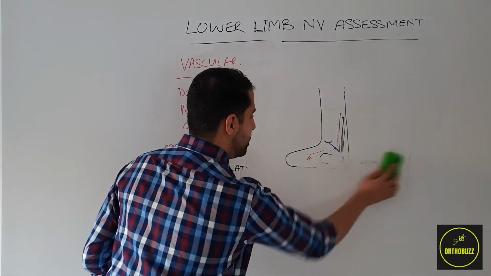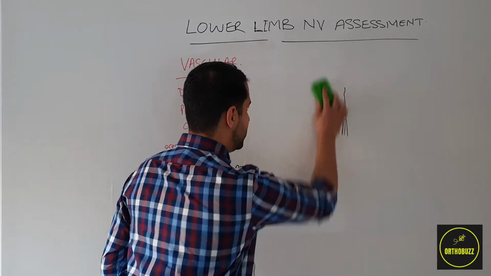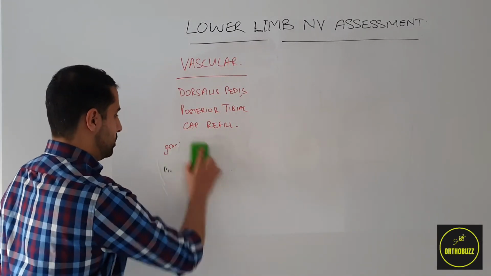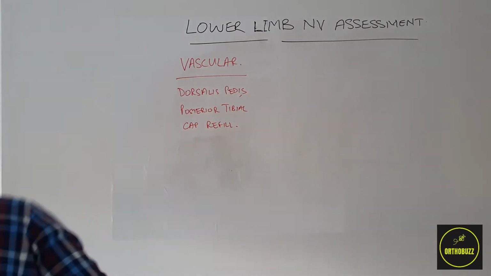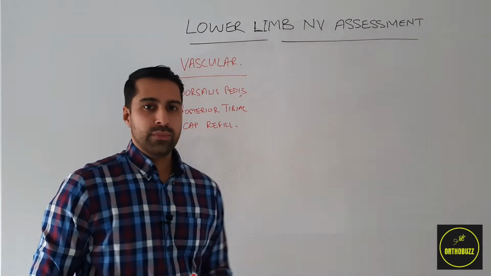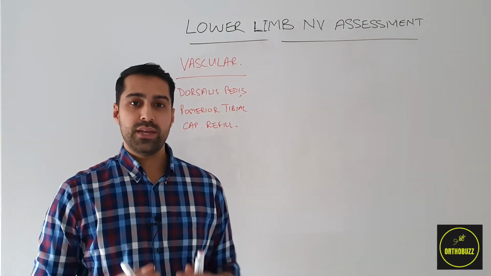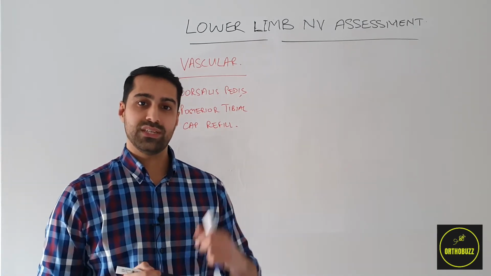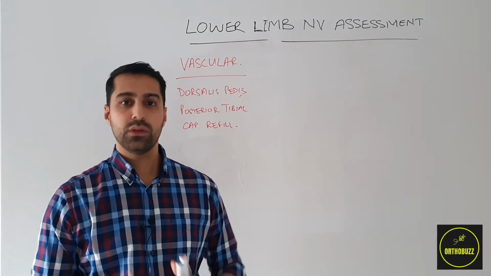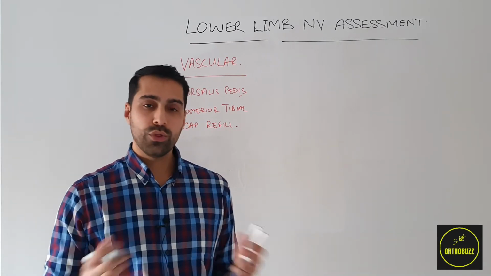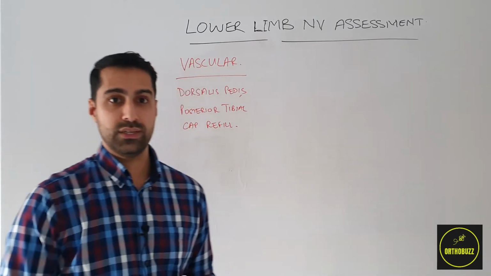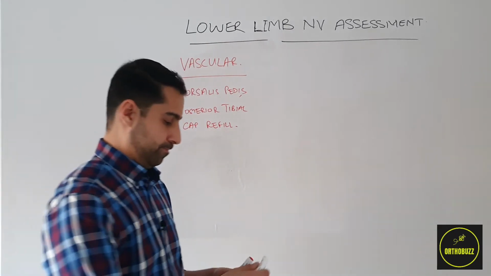So now we've gone through the vascular supply, let's have a look at the sensory and motor to the lower limb. The foot is supplied by 3 peripheral nerves. These are the common peroneal nerve, which has a deep and superficial branch, and a tibial nerve. All 3 of these are from the sciatic nerve, which branches just distal to the knee.